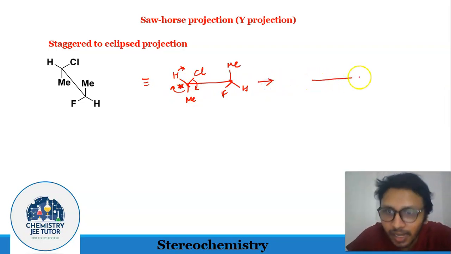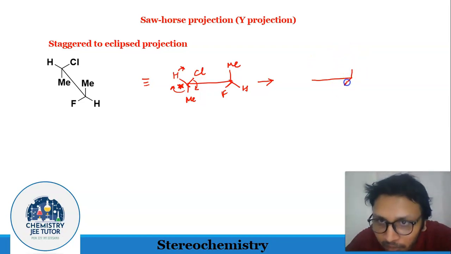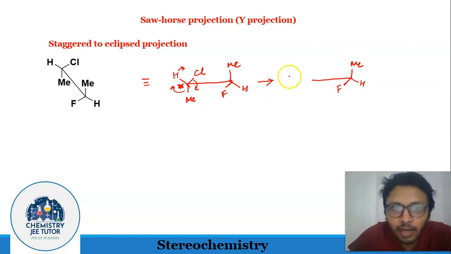I'll draw the straight line. This is a way of drawing a Sawhorse projection. First draw the straight line, which depicts the central atoms. Then you draw one of the atoms, which I have kept fixed. So I will keep it fixed here as well. And then I'll draw this.